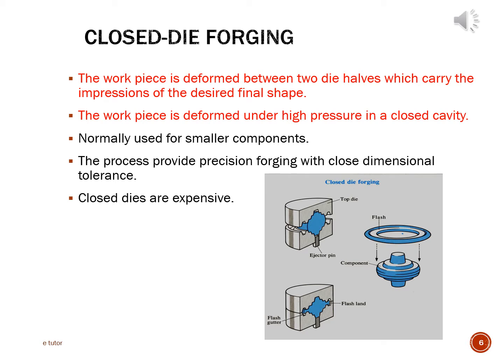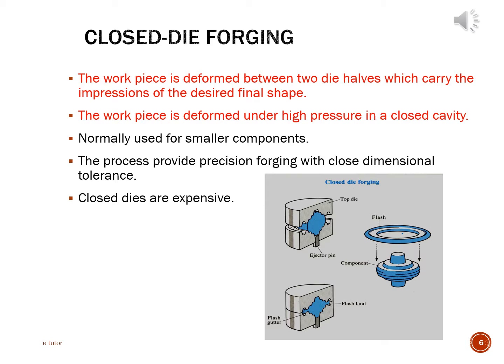Next is closed die forging. It is similar to impression die forging. The workpiece is deformed between two die halves which carry the impression of the desired final shape. The workpiece is deformed under high pressure in a closed cavity. They are mainly used for smaller components. The process provides precision forging with close dimensional tolerance.